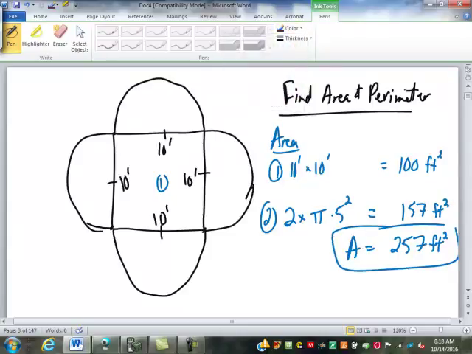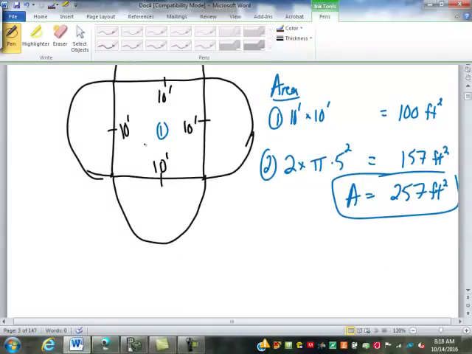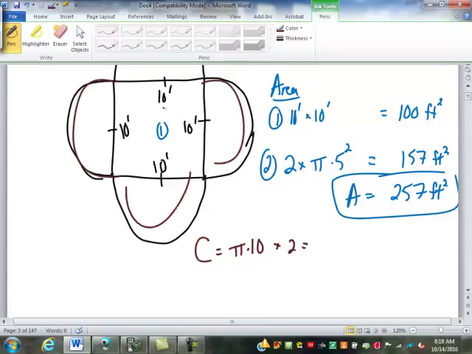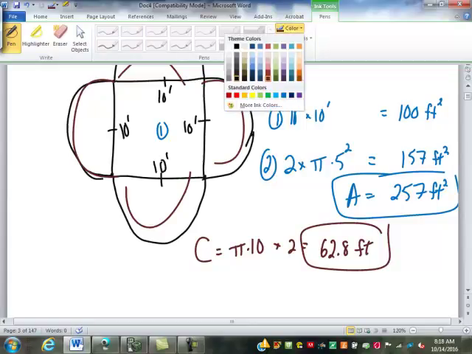The perimeter is actually even simpler. Does that square contribute anything to the perimeter? No. It's just the circles. The circumference of that circle is pi times 10. And there's 2 of them. Times 2, right? These 2 make 1 full circle. Those 2 make another full circle. So that ends up being 62.8 feet. And that's it. What do you think? Better than a sharp stick in the eye?